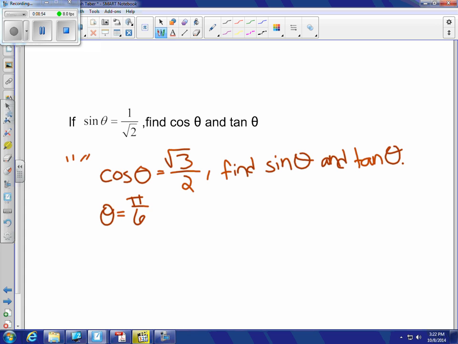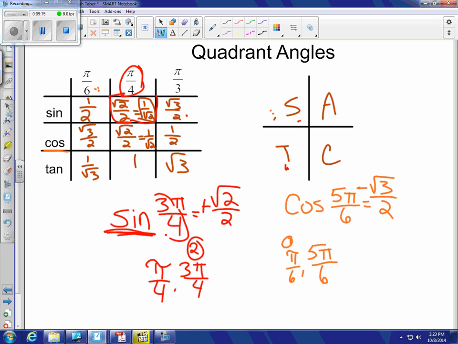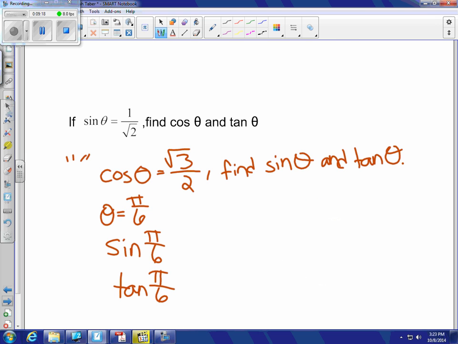Okay. So we have sine pi over 6, tan pi over 6. But cosine is not just positive in the first quadrant, right? It's positive in, go back, the fourth quadrant. So we need to find the sine and tan of 11 pi over 6.